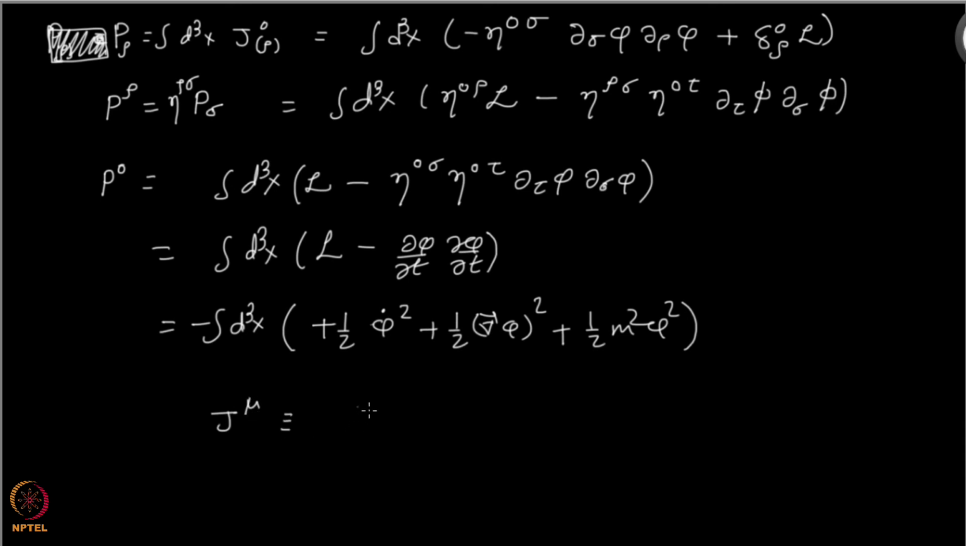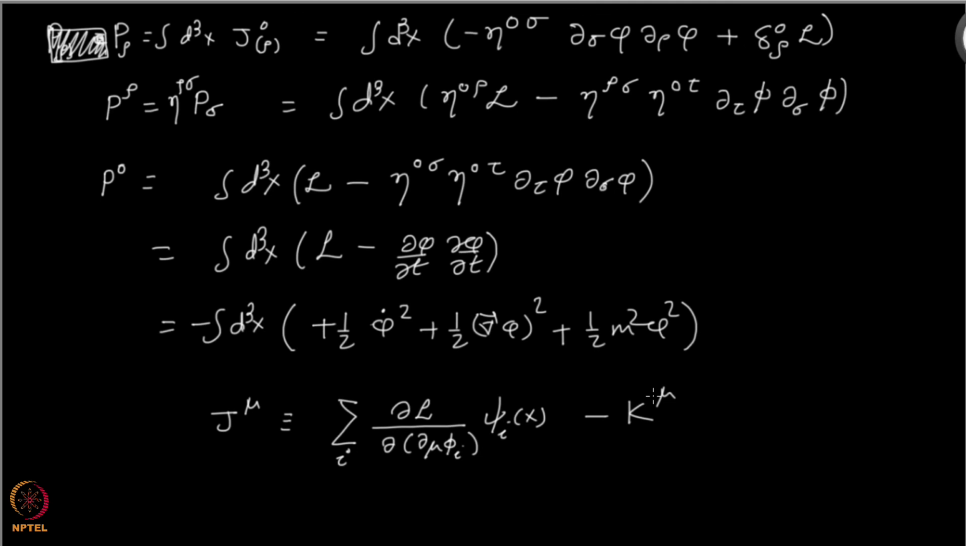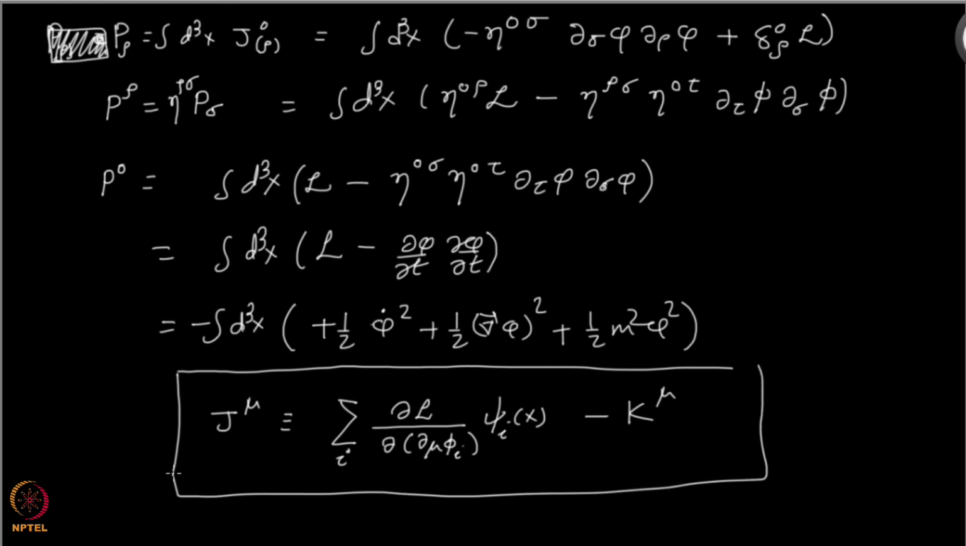So J mu I will write as del mu phi I, psi I of x, and of course there is a summation over I, and minus k mu. There was a plus k mu and I should have a minus k mu here. Okay, now when I do this, P naught will come out to be positive. So with this definition of J mu, the signs will come out right. P0 will be H, with the right sign.